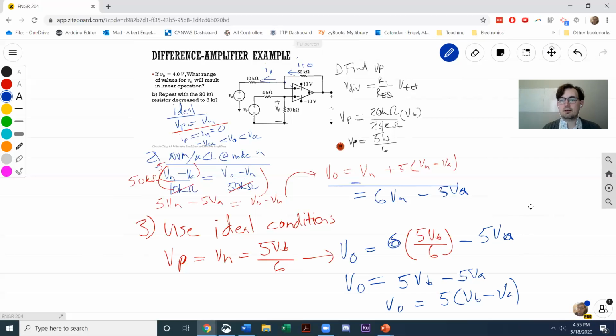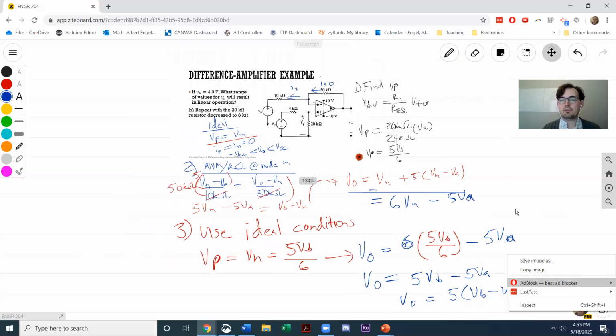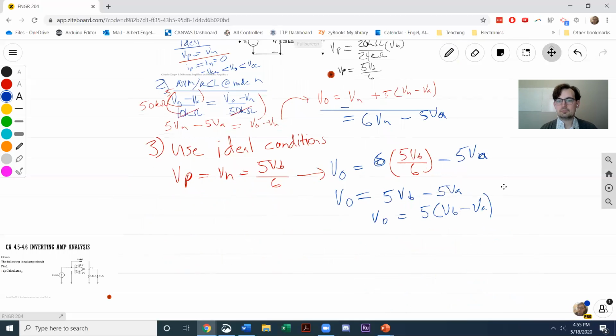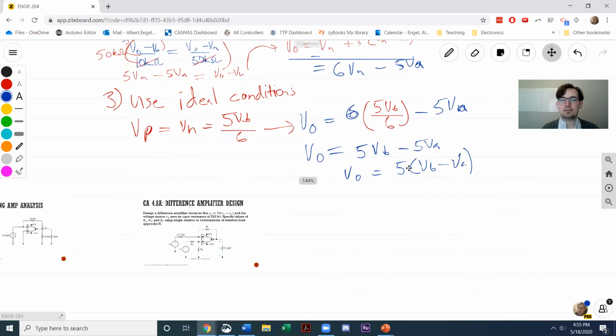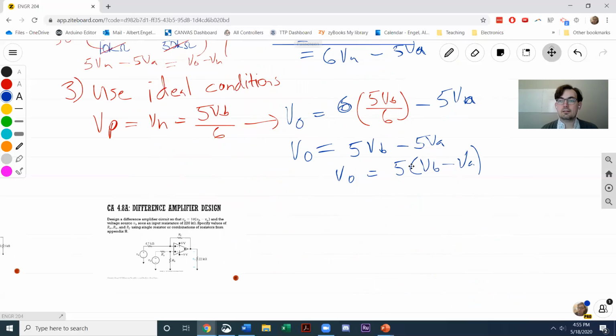Remember that often our gain for these sorts of circuits is based on our resistors and not necessarily what's going on in our op amp. So in this particular case, now we have our values. This is for this particular resistor combination.